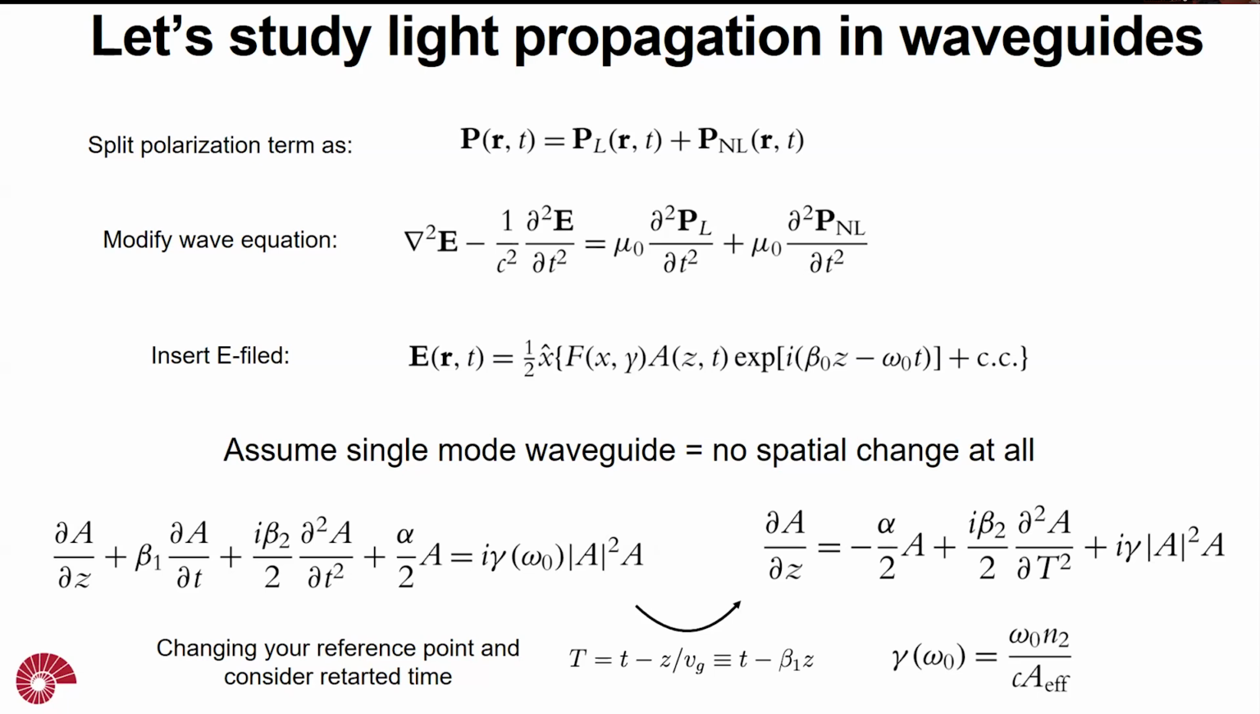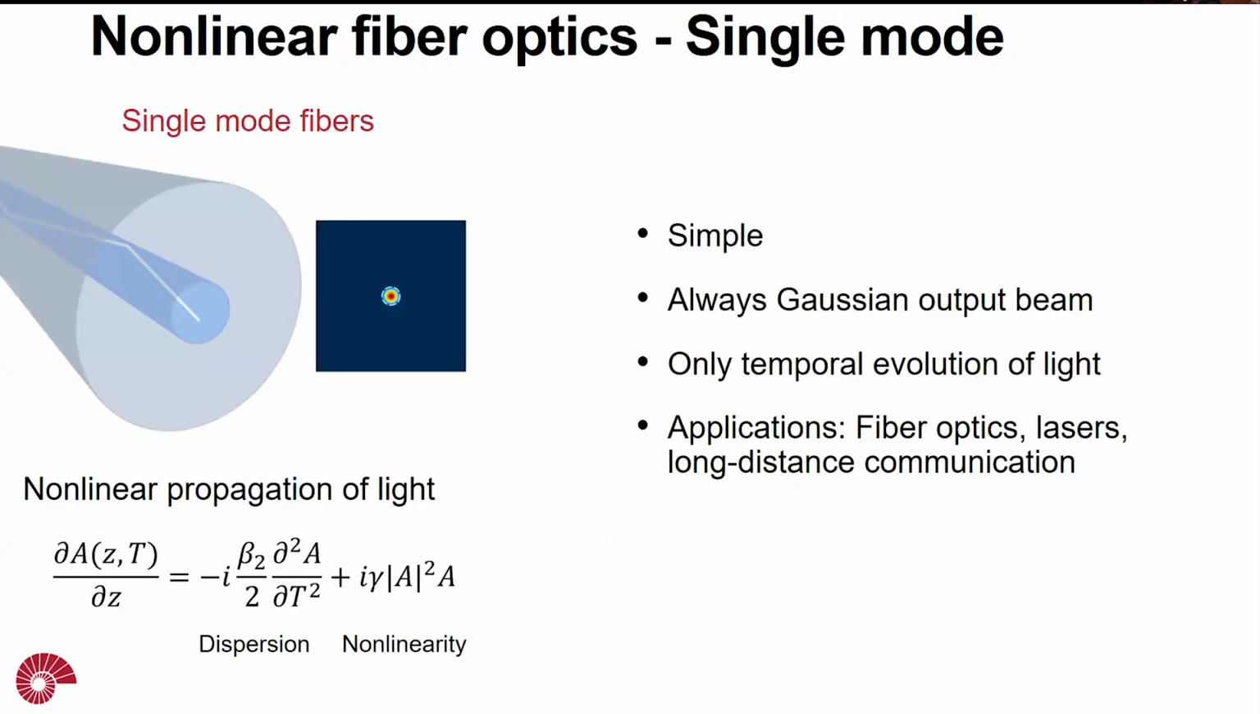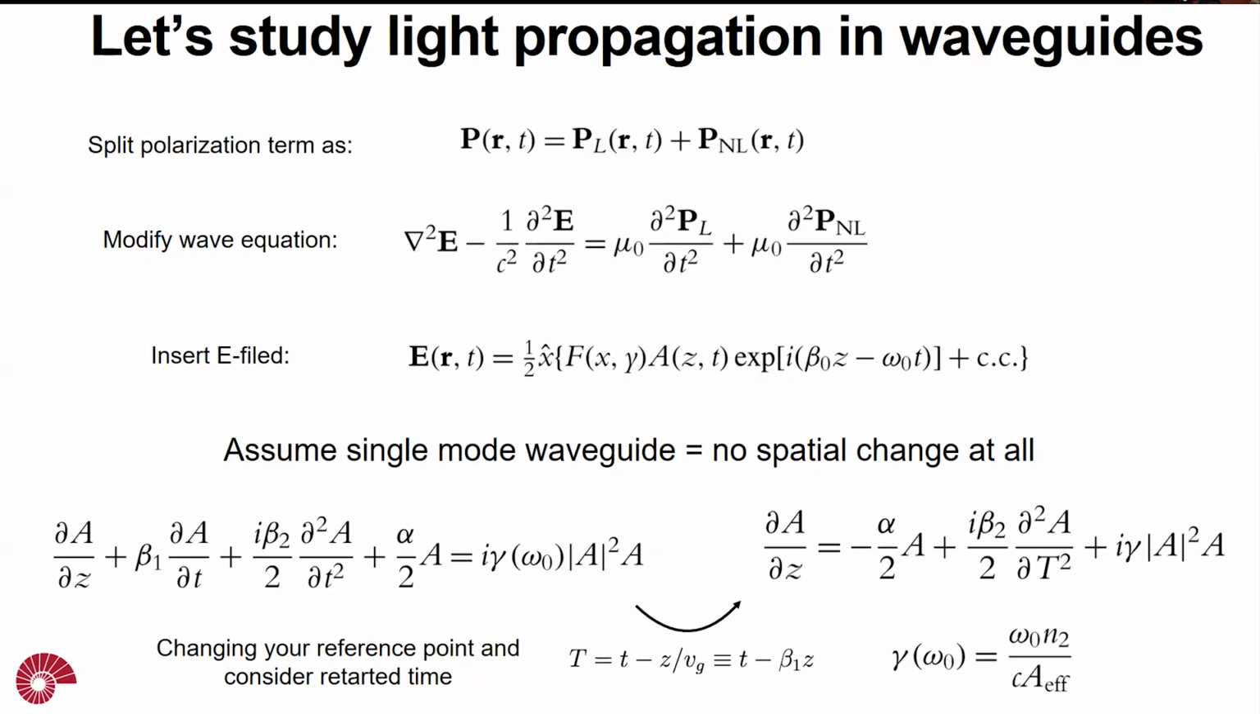And by doing that, you can get rid of the first derivative, you don't need it. And this is the final equation you should consider to study nonlinear dynamics happening to any light inside a single mode waveguide. That's it. There's no special term because it's single mode.